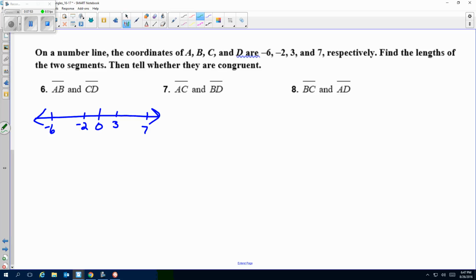A is at -6. B is at -2. C is at 3. D is at 7. They want us to compare the two segments and tell us if they're congruent. The symbol for congruent means that they are equal, they have the same value. So A to B, -6 to -2, that's a value of 4. C to D, 3 to 7, that's also a value of 4. So now I know AB is congruent to CD.